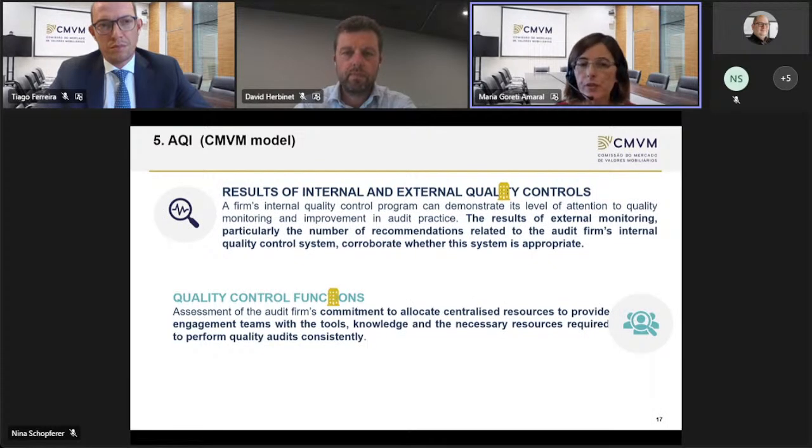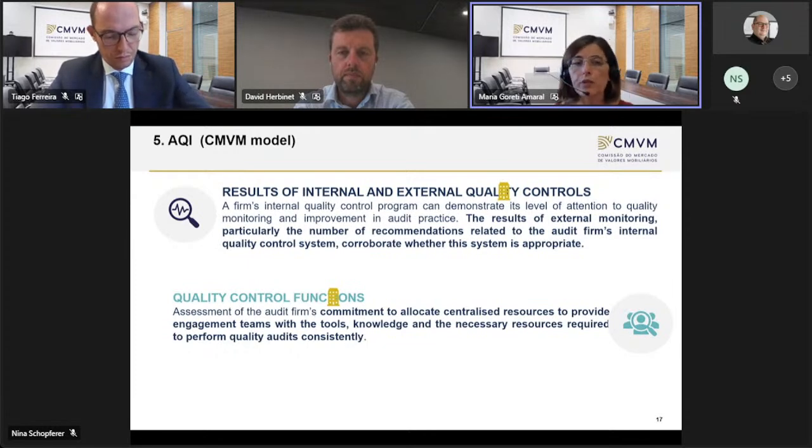The results of internal and external quality controls, we consider also that have a positive impact on audit quality, as the firm's internal quality control program can demonstrate its level of attention to quality monitoring and improvement in audit practice. And also the results of external monitoring, particularly the number and the nature of the recommendations related to the audit firm's internal control system, corroborate whether the system is appropriate.